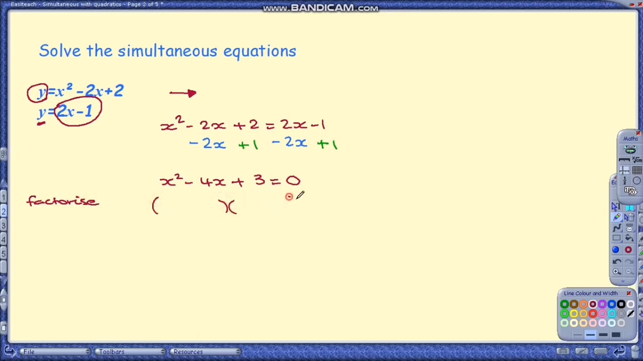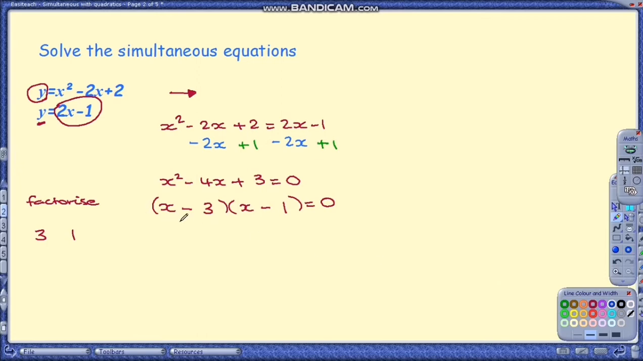Okay, so 2 brackets. It's obviously going to be x and x. Now, factors of 3, it's easy. It's just 3 and 1. But be mindful that the middle term is negative 4. So the only way that's going to be positive and your middle term is going to be negative is if both your brackets are negative. Because a negative times a negative will give you a positive. And if you add 2 negatives, it's still going to be negative. So that's going to be 3 and 1 or 1 and 3. It's entirely up to you.